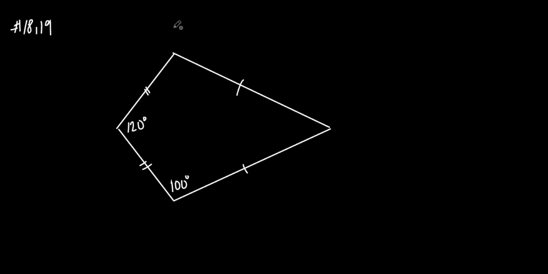And what you want to do, call this A, B, C, D. What you want to do is find angle A and D. There's one that's super easy to find without doing any math at all. Which one is that? It's angle A, that's right.